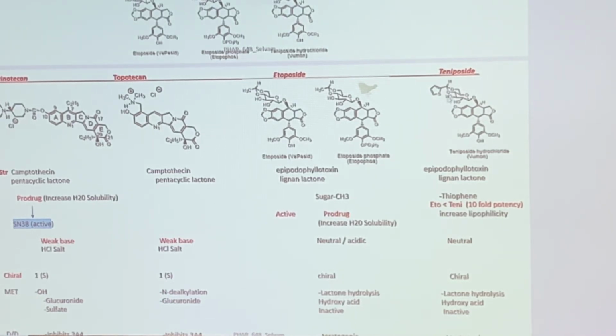The reason for replacing it is that it increases the lipophilicity. So not a thiazole, thiophene. Thiazole means you need a nitrogen, and here there is no nitrogen. So it's a thiophene, a 5-member ring with sulfur. Thiophene increases the lipophilicity. So when they change the methyl to thiophene, teniposide is 10-fold more potent than etoposide. So it increases the potency, 10-fold more potent, and increases the lipophilicity.